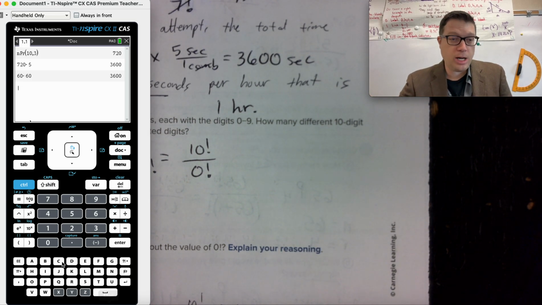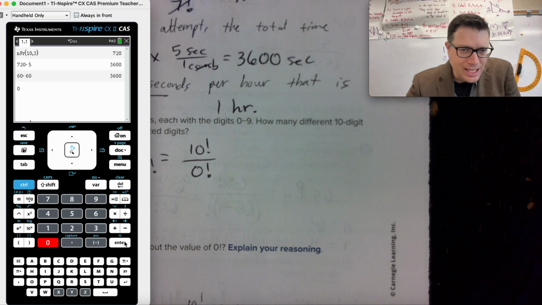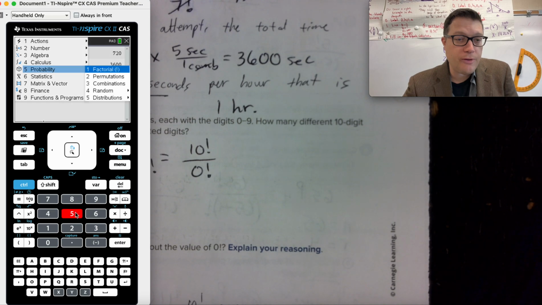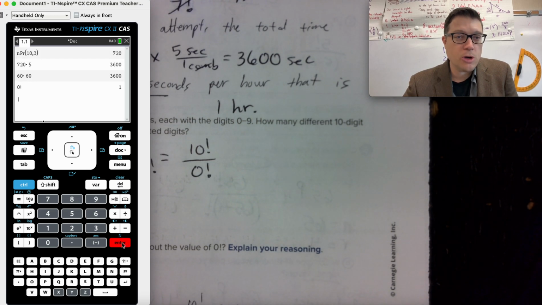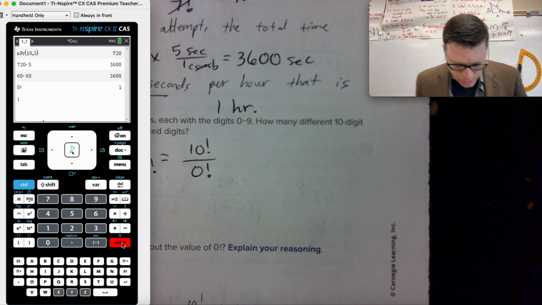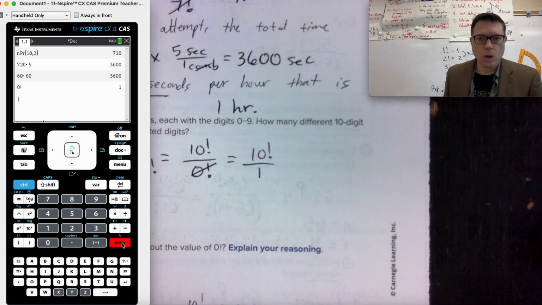I'm going to assume you paused, so it's my turn. 0, and then our factorial button. Are any of these the factorial button? Maybe here? Nope, that wasn't it. I know I can get to factorial from menu 5, 1. So 0 factorial. Whoa, did you know 0 factorial is 1? This becomes 10 factorial over 1.